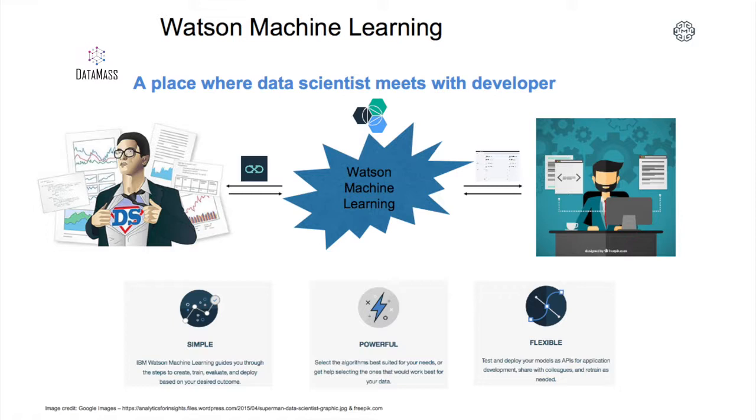I'm not going to go into details here because I'd like to move to the demo. So briefly, Watson Machine Learning provides the ability to build models. The models can be built either using a data scientist's programming skills, for example Jupyter notebooks, but it also provides a cognitive assistant for the data scientist.